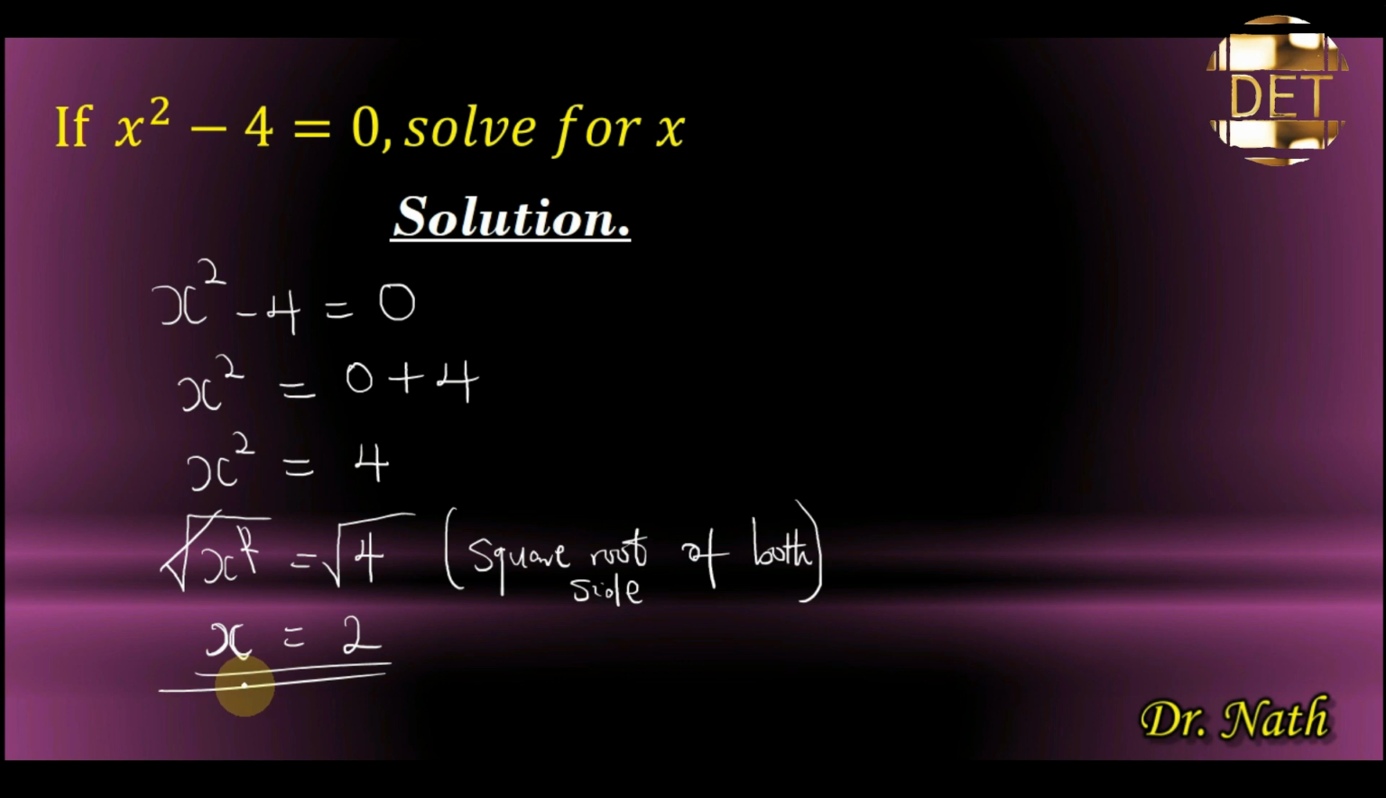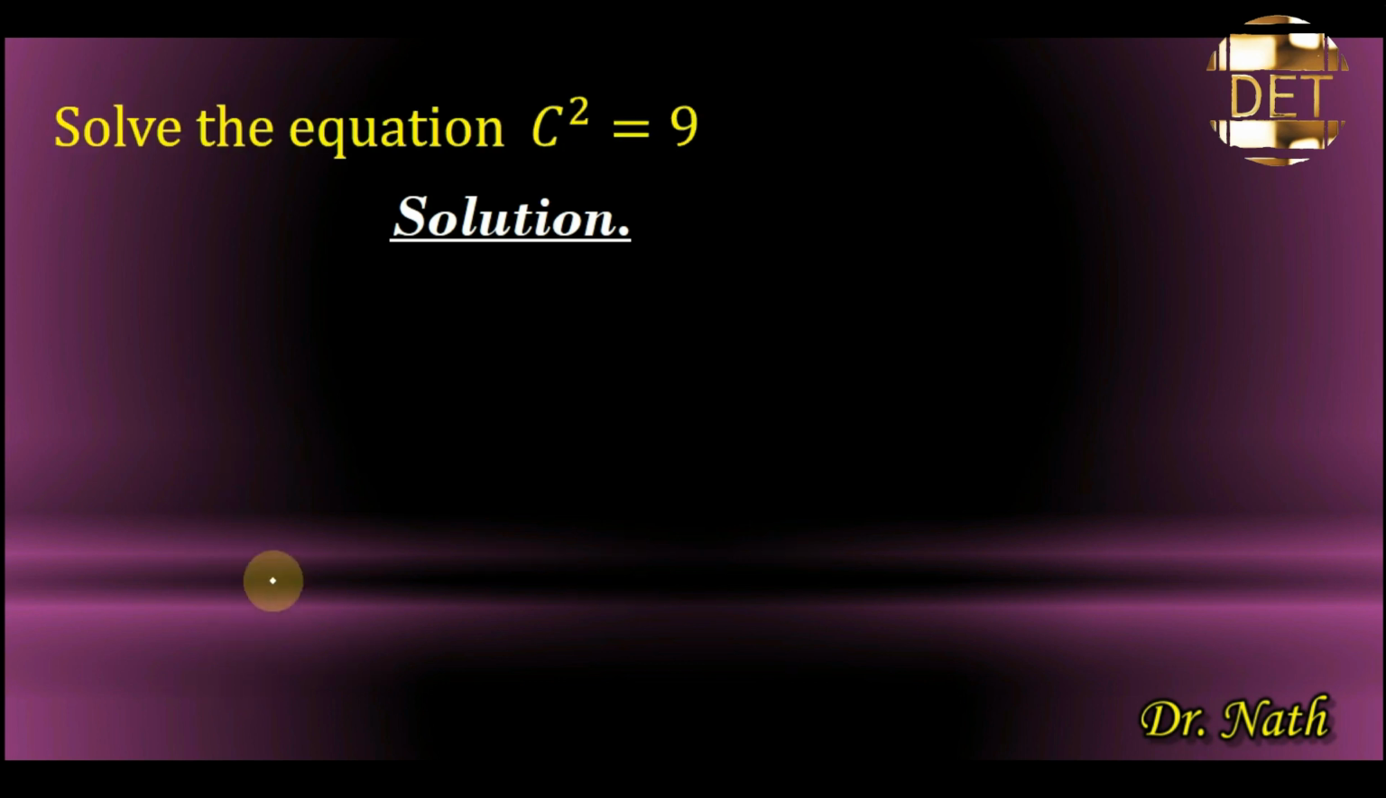To take us further, let's look at another example. Here I have solved the equation c squared is equal to 9. So the equation is c squared is equal to 9. What I will do here is just to make the c stand alone. I'm looking for the value of c. So my c squared is equal to 9. What I will do is to find the square root of both sides of the equation.